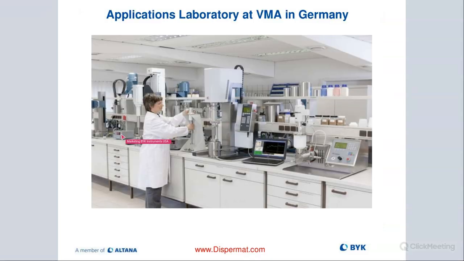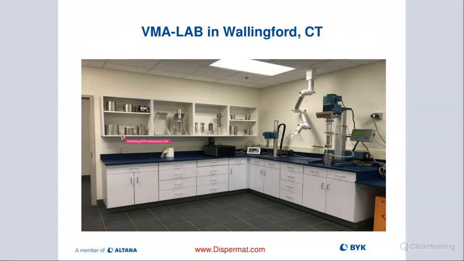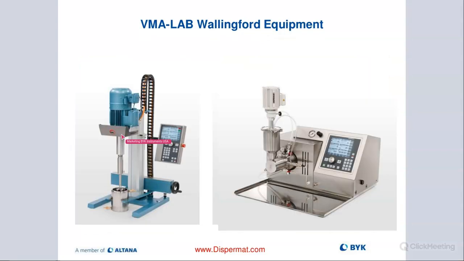We have an applications lab in Germany at VMA, obviously, where you can come and visit and we can do trials. If you happen to have a facility over there or you just want to come in for a visit. And we also have a nice lab in Wallingford. We actually have a lot more capabilities. We're adding a new vacuum dissolver. We have a horizontal bead mill. We have the new AE, which you can see right there. So some of the newer machines out there.